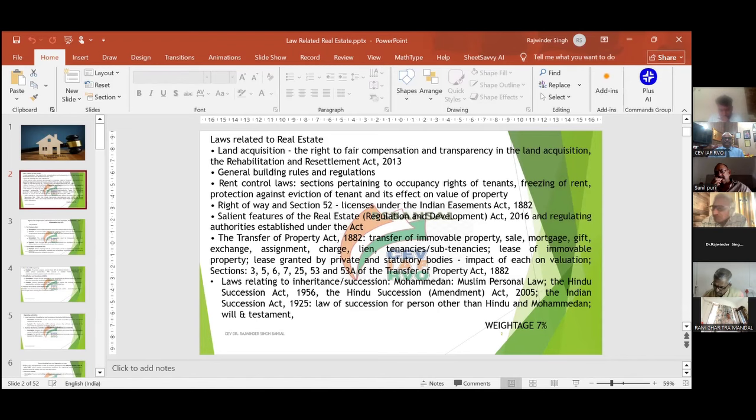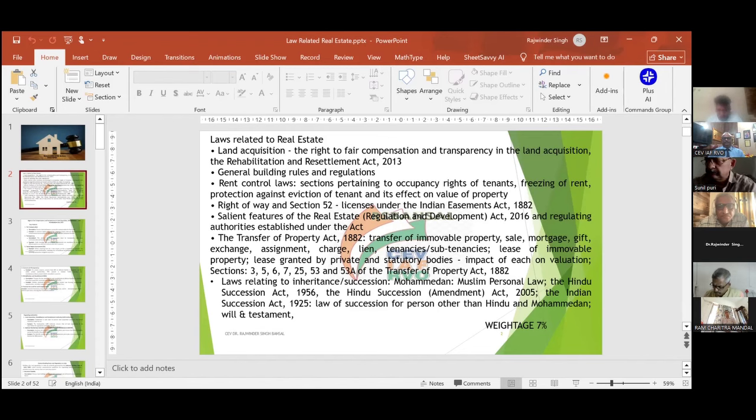Then the most important thing, which is very important for all of us, that is the Transfer of Property Act 1882, which is related to transfer of immovable property: sale, mortgage, gift, exchange, assignment, charge, lien, tenancy, subtenancies, lease of immovable property, lease granted by private and statutory bodies, and the impact of each on valuation. Then you have to study sections 3, 5, 6, 7, 25, 53, and 53A of the Transfer of Property Act 1882.